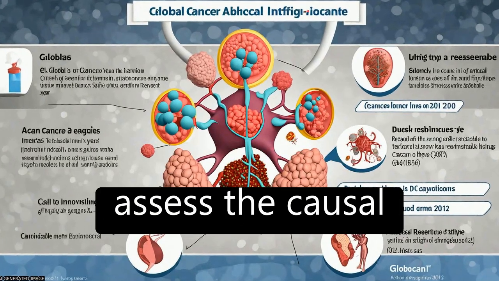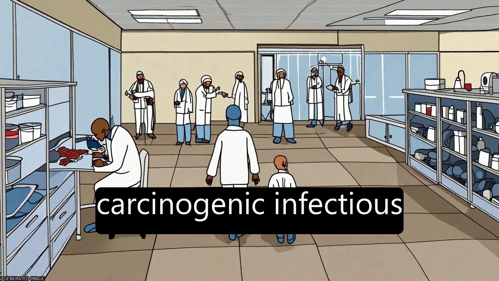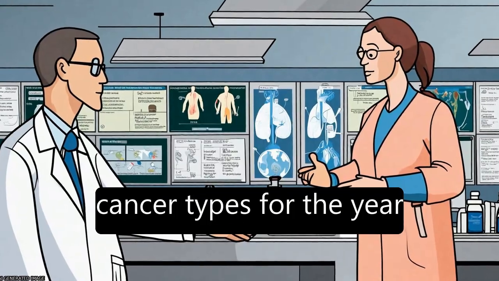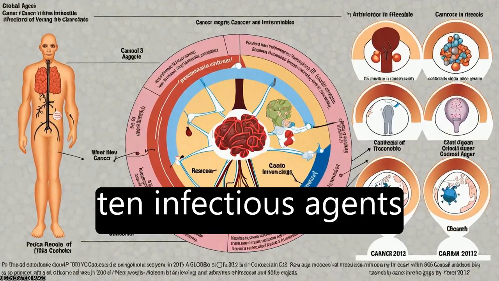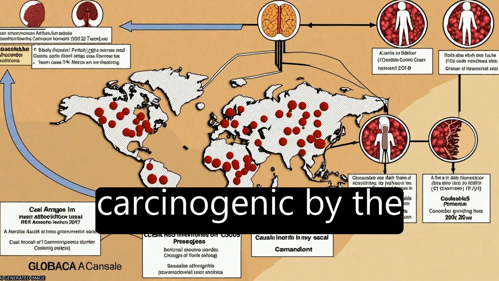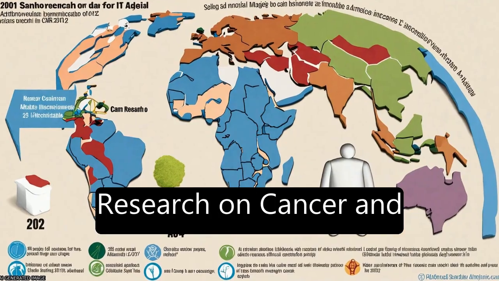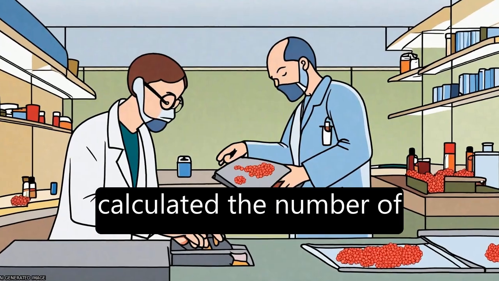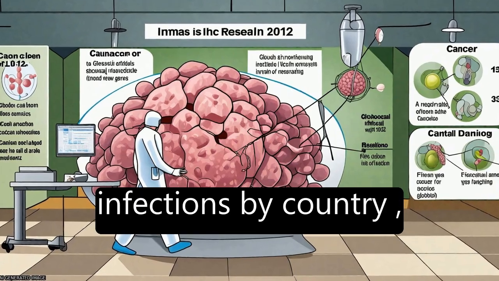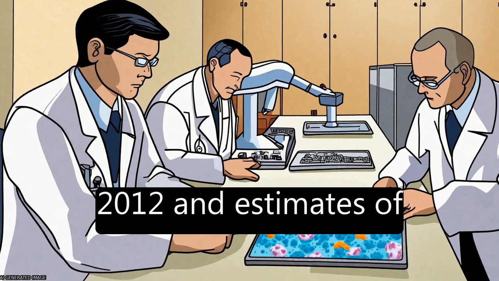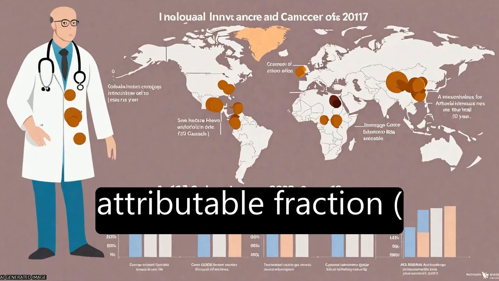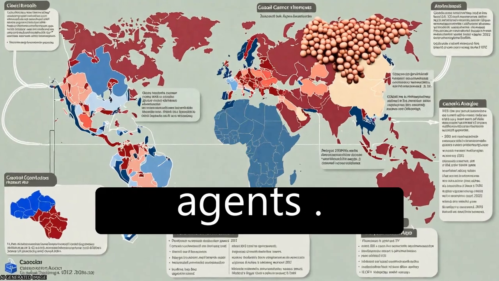The study aimed to assess the causal involvement of carcinogenic infectious agents in different cancer types for the year 2012. The authors considered 10 infectious agents classified as carcinogenic by the International Agency for Research on Cancer and calculated the number of new cancer cases attributable to infections by country, using cancer incidence estimates from Globocan 2012 and estimates of attributable fraction, AF, for the infectious agents.